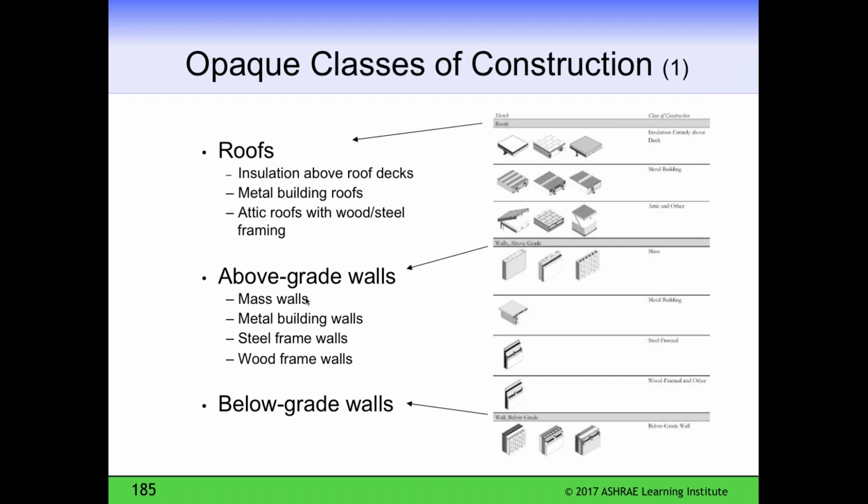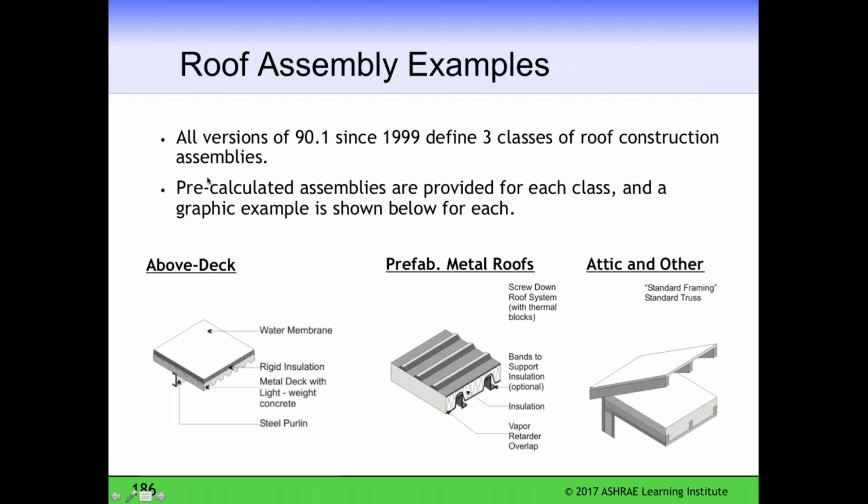We have metal building walls for metal buildings, and then importantly for light frame construction, steel frame walls with steel studs and wood frame walls with wood studs. Below grade walls, we have several types. And for roof assemblies, here's a typical construction example from Appendix A in the standard.